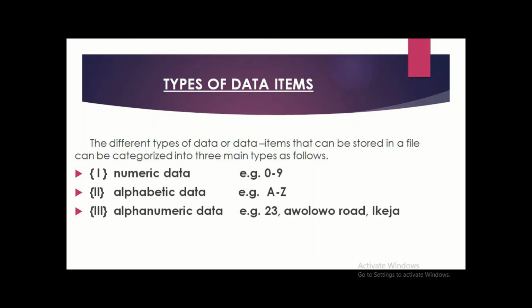The types of data items: we have numeric data, alphabetic data, and alphanumeric data. For numeric data, we have 0 to 9. For alphabetic data, we have A to Z. The alphanumeric data consists of your address and registration number as well, which contains text, numbers, and alphabets together. That's what we refer to as alphanumeric data.